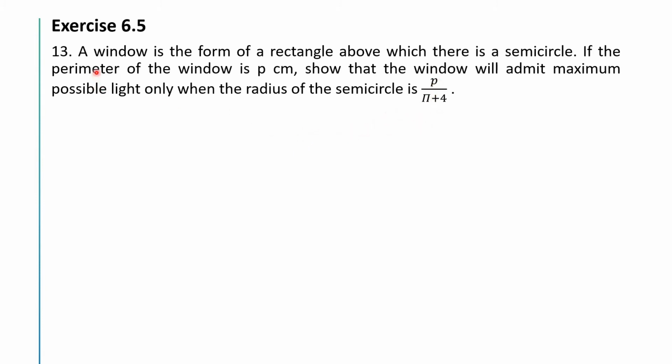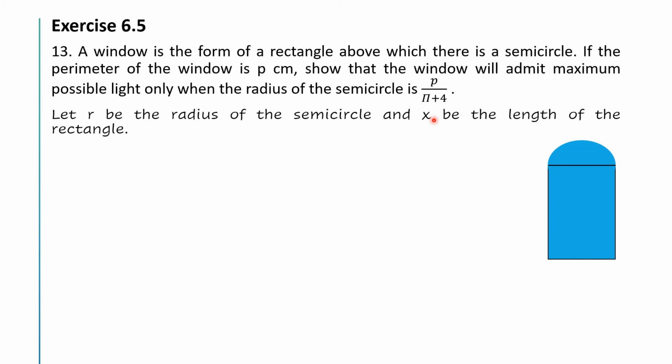So here we are given a window which is in the form of a rectangle above which there is a semicircle, and the perimeter of the window is given as p centimeter. Let us consider this window. It is in the form of a rectangle above which there is a semicircle. Now it is given the perimeter of the window, that is the length of all these sides, this side plus this side plus this side plus this side, all these it is given as p centimeter. The area of this is maximum when the radius of the semicircle is equal to p by pi plus 4.